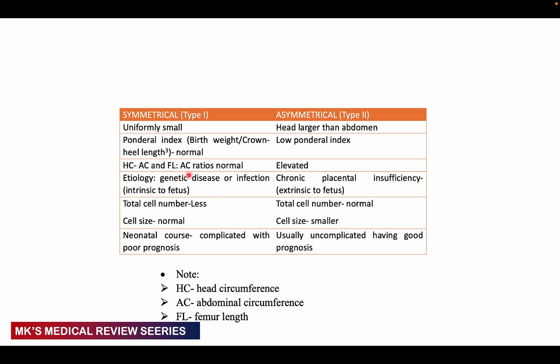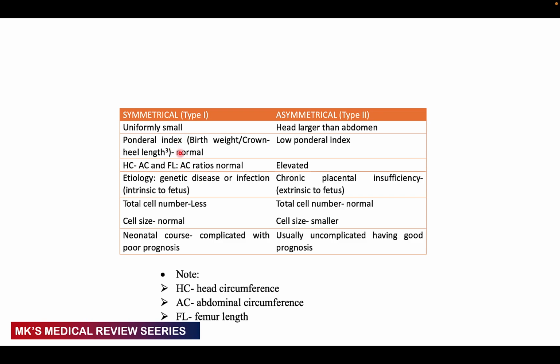Then the etiologies of symmetrical type 1 are genetic diseases or infections that are intrinsic to the fetus. With type 2, we have chronic placental insufficiency extrinsic to the fetus. In type 1, the total number of cells is less because this affects the phase of hyperplasia that's supposed to be going on, and the cell size is normal. On the other end of the spectrum, the total number of cells is normal with the asymmetrical, but the cells are just smaller than usual because it affects the phase of hypertrophy.